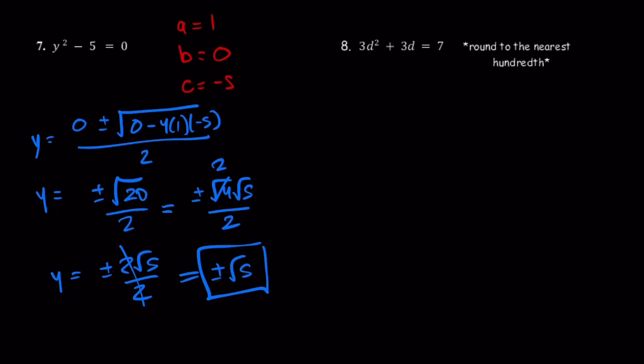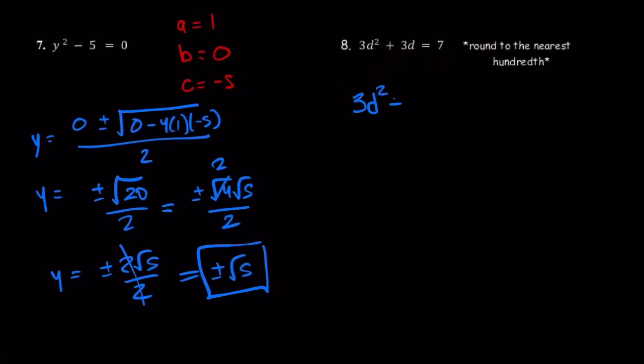All right, last one. Notice here it says round to the nearest hundredth. A good indication we need to use our calculator, and a good indication we're either going to use completing the square or the quadratic formula. So once again, this is not equal to 0 though, so I need to subtract that term over. So that gives me 3d squared plus 3d minus 7 equals 0. And again, they kind of make it a pain because they change the variable on us, so it's not x equals, it's d equals to find those roots.